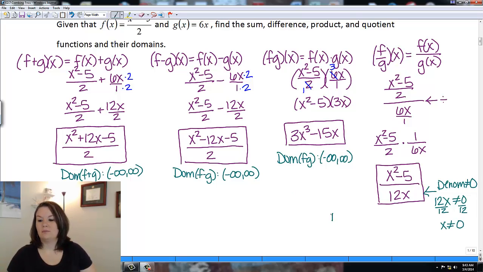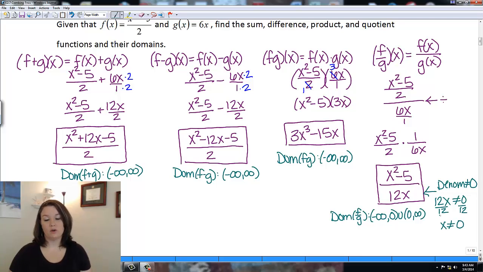So that means that my domain of f over g is going to be from negative infinity to 0, because I have to take 0 out, and then from 0 to positive infinity. So I need to take out the excluded value, which here I only had because I ended up with a variable denominator. All right, so on all of these, we started out with 2 functions and we created 4 new functions.